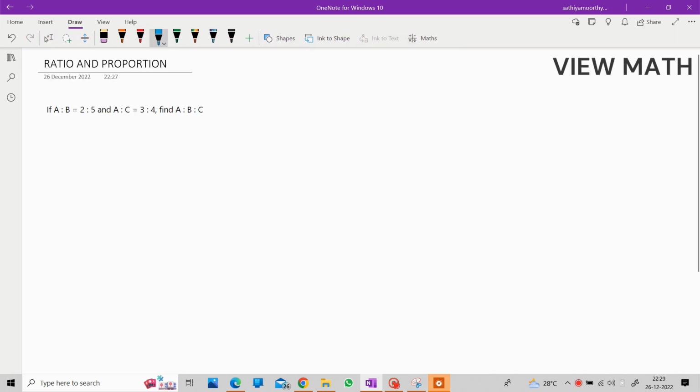Now let's see the next problem. If A is to B is equal to 2 is to 5 and A is to C is equal to 3 is to 4, find A is to B is to C.